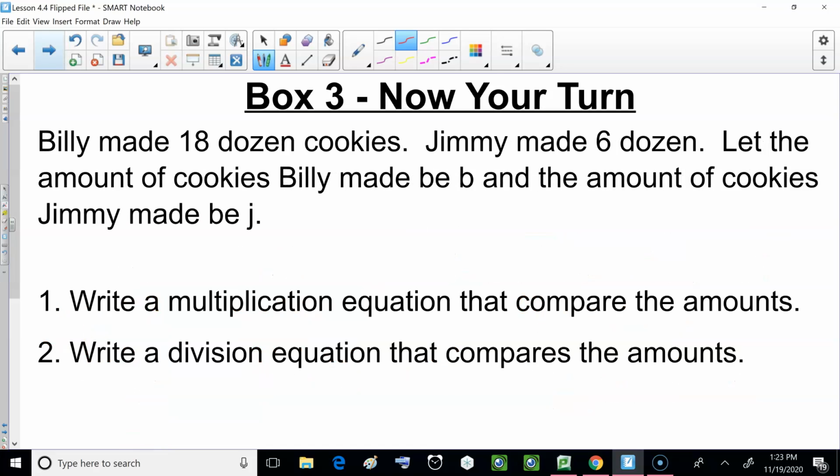And now it's your turn to do some of these skills that we worked on in today's lesson. So I want you to draw a line on your paper right now. Write box 3, now your turn. Have it nice and labeled so we can easily see your work. Billy made 18 dozen cookies. Jimmy made 6 dozen. Let the amount of cookies Billy made be B, and the amount of cookies Jimmy made be J. What I'd like you to do then is write a multiplication equation that compares the amounts. And I would also like you to write a division equation that compares the amounts. So you can please do that now.